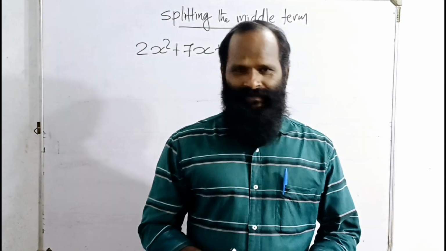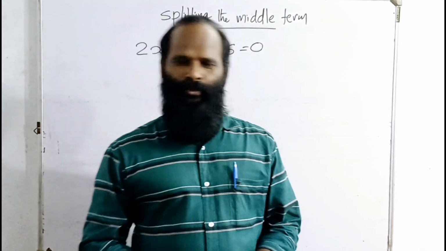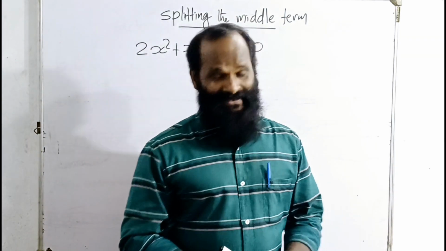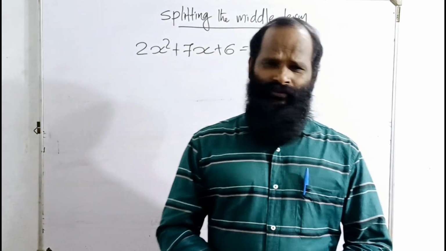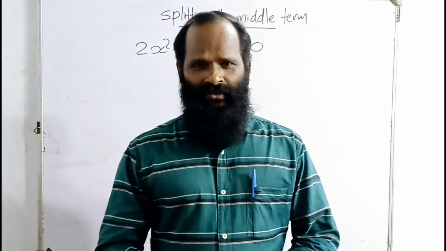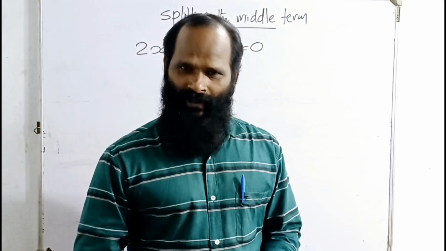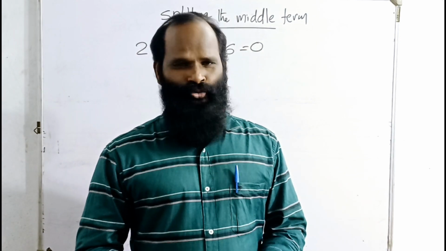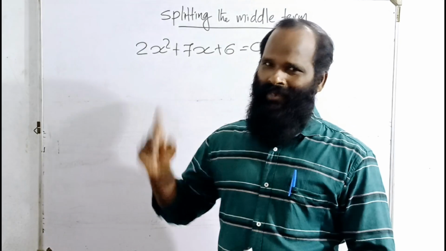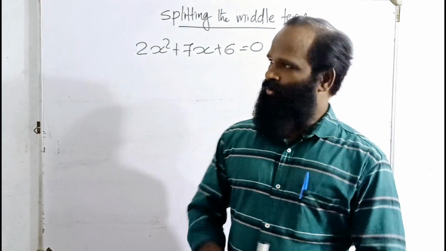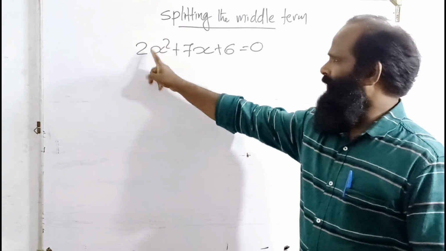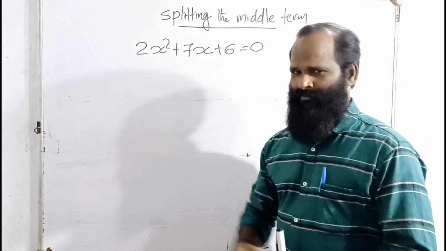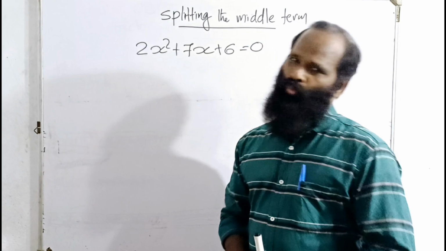We have been discussing factorization of quadratic equations, factorization by splitting the middle term. We have studied the factorization of quadratic equations where the coefficient of x square is 1. Today I have come with a new kind of question: quadratic equations in which the coefficient of x square is not 1, a number other than 1.